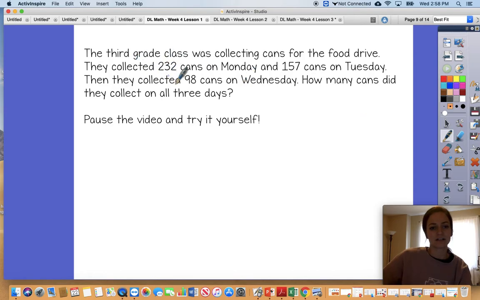All right, so let's look at it. They did 232 on Monday, 157 on Tuesday, and 98 on Wednesday. And the question asks, how many cans did they collect on all 3 days? Okay, so we are adding all 3 groups together, right? We're going to add the Monday cans, the Tuesday cans, and the Wednesday cans all together.